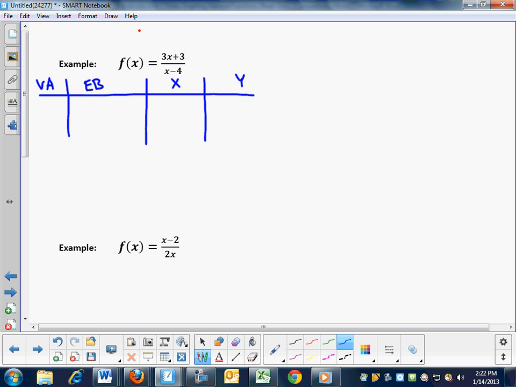Vertical asymptote. Where is this graph undefined in the denominator? 4. Any questions how I got that? We move to the next one. I'm going to do x-intercepts. X-intercept is where the numerator is equal to 0. Where is 3x plus 3 equal to 0? -1.